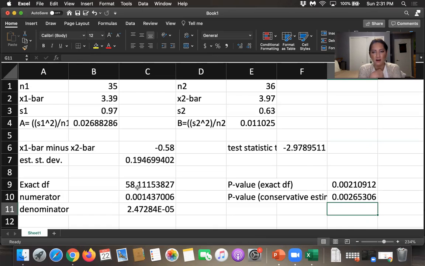So if you are one of those people who says, I don't want to use the conservative estimate, I want to make sure I use the exact DF every time, I would say it's okay to use that conservative estimate, the minimum of those two numbers. It's really easy to compute, and the difference in the p-values tends to be so small that using the conservative estimate does not change the result of the hypothesis test. Okay, let's go back to our slides.